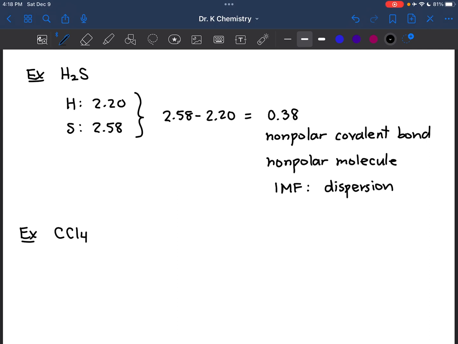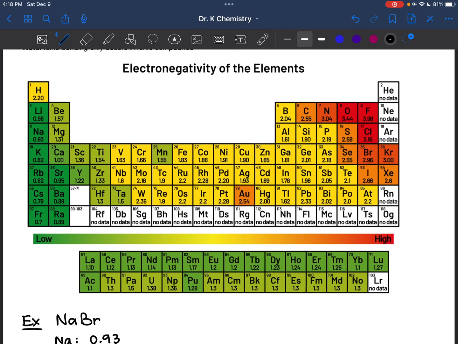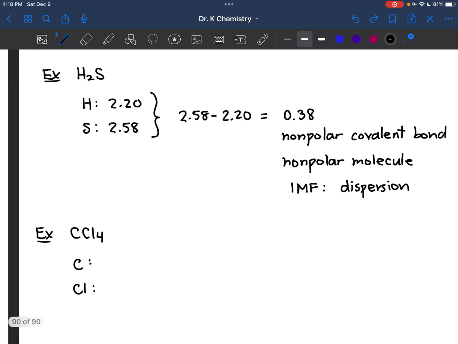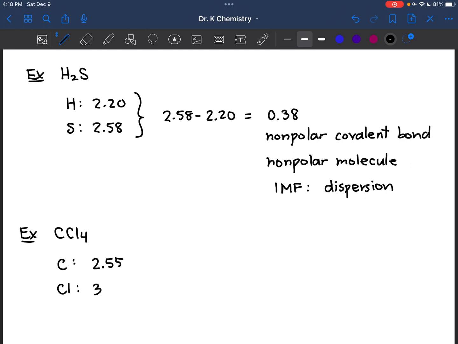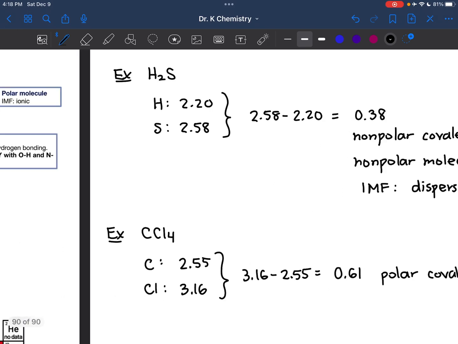Okay, so just like with the previous problem, the first question I will ask myself is, is there a polar bond? And I see that there is 1 carbon and 4 chlorines, which means we're definitely going to have a carbon-chlorine bond. So I'm going to look at their electronegativities. We see that carbon is 2.55 and chlorine is 3.16. I'm going to calculate the electronegativity difference between them. And that falls into the polar covalent category. So we definitely have a polar bond.